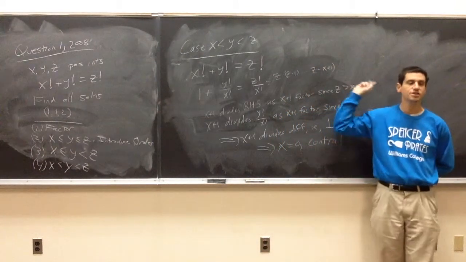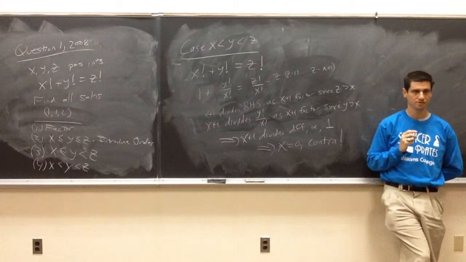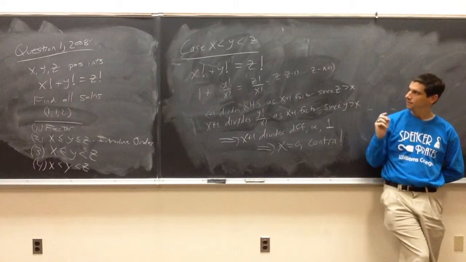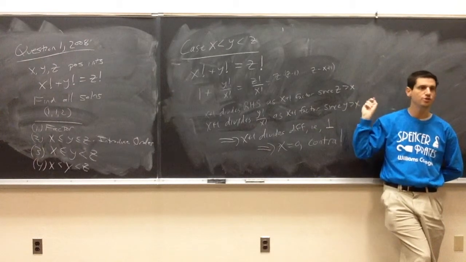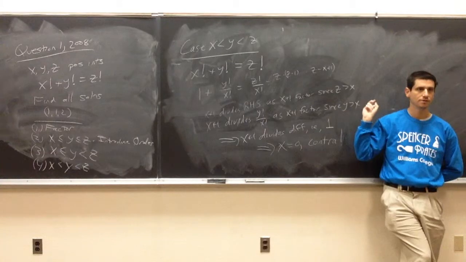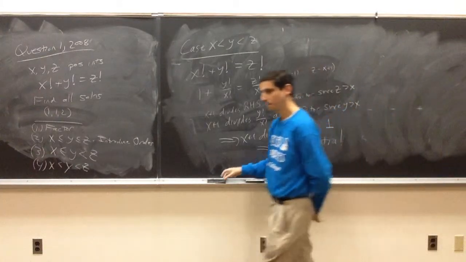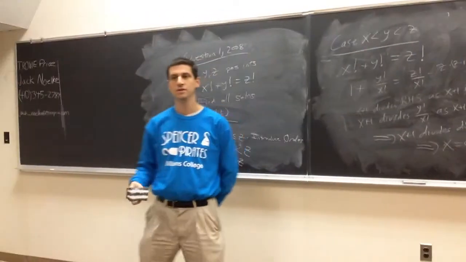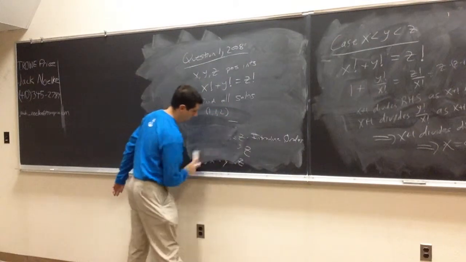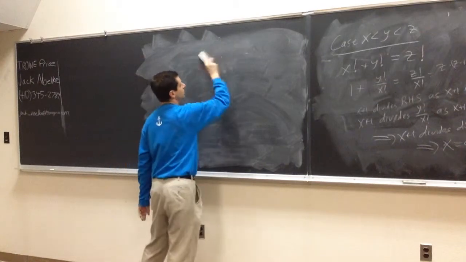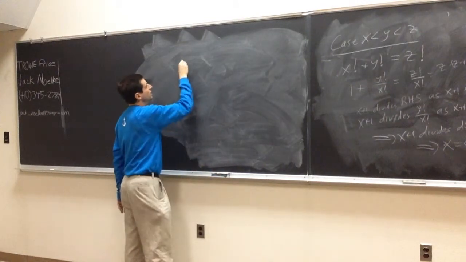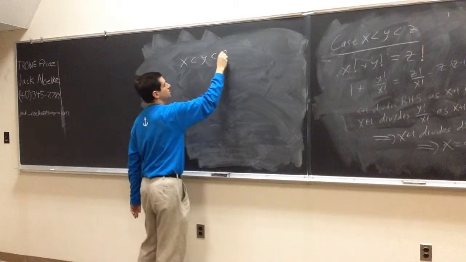Okay, excellent. So this is a nice divisibility argument. Any questions on the divisibility argument? Any other ways to do this? You can do this without a divisibility argument. Yes? You say that x factorial plus y factorial is less than 2y factorial. And then z factorial is less than 2y factorial. So we know x is less than y is less than z.